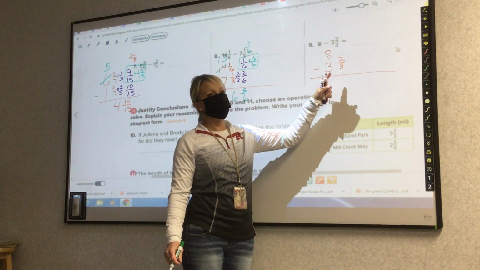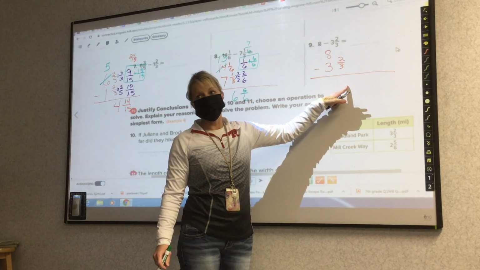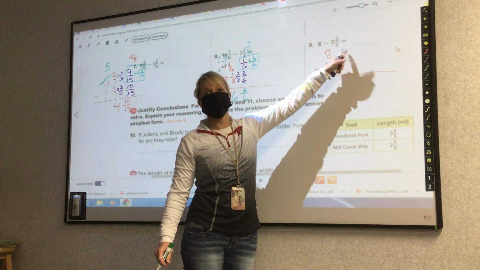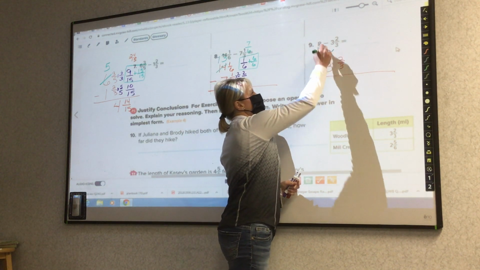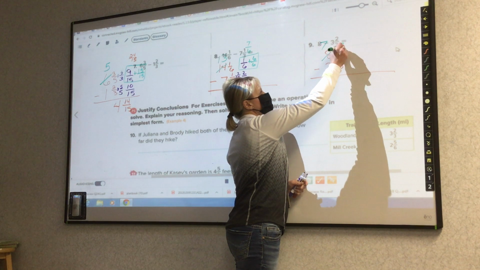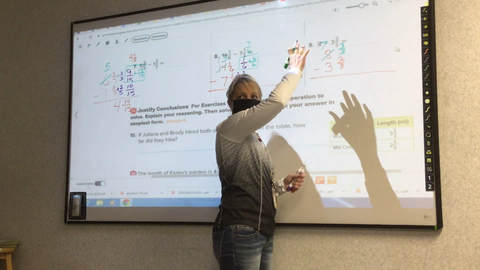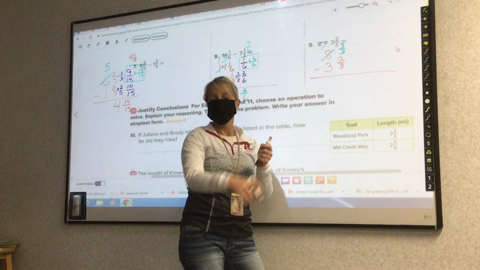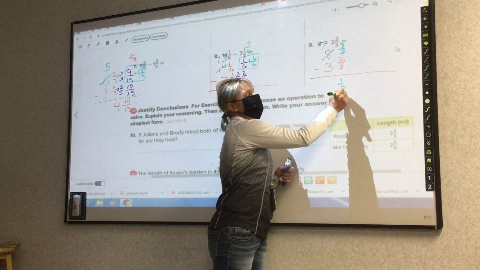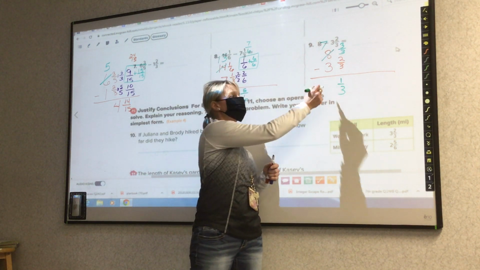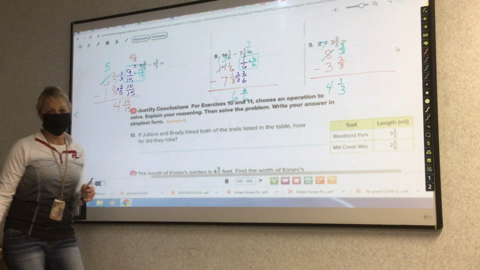8 minus 3 2/3. Can I just bring down the 2/3? No, because it's like saying 2/3 from something, but there's nothing there. So you have to borrow. The 8 becomes a 7, and this becomes 3/3, because I'm just changing the 1 whole to a whole in a fraction form. So then 3/3 minus 2/3 is 1/3, and then 7 minus 3 is 4. Can I reduce that at all? No. So 4 and 1/3.